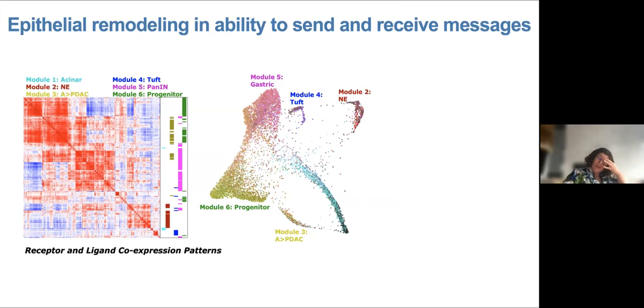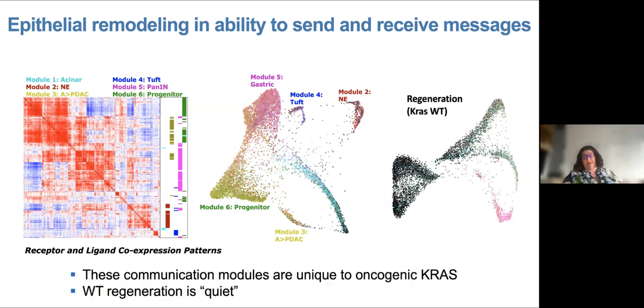Let's look at the wild type cells under regeneration, so both normal and in injury. And we don't see as much communication. This is like a colorful rainbow, and these are pretty dark, pretty black. There's not much going on. The wild type regeneration is very, very quiet in terms of its receptor ligand interactions, except for this region right here.